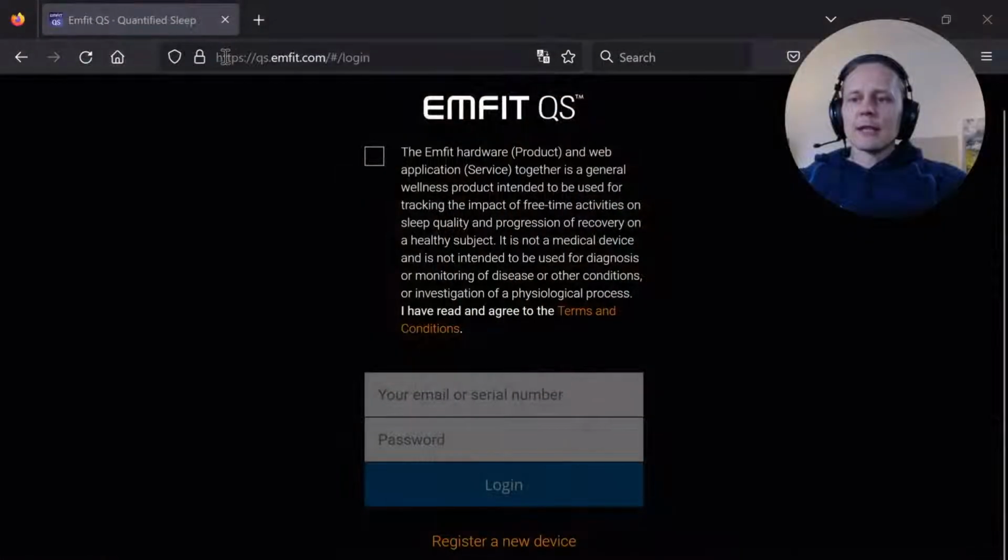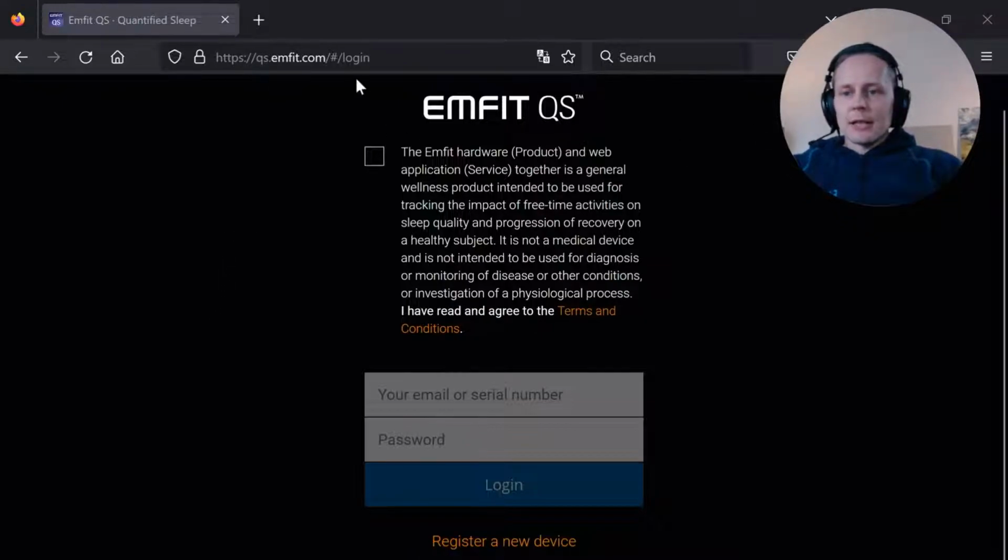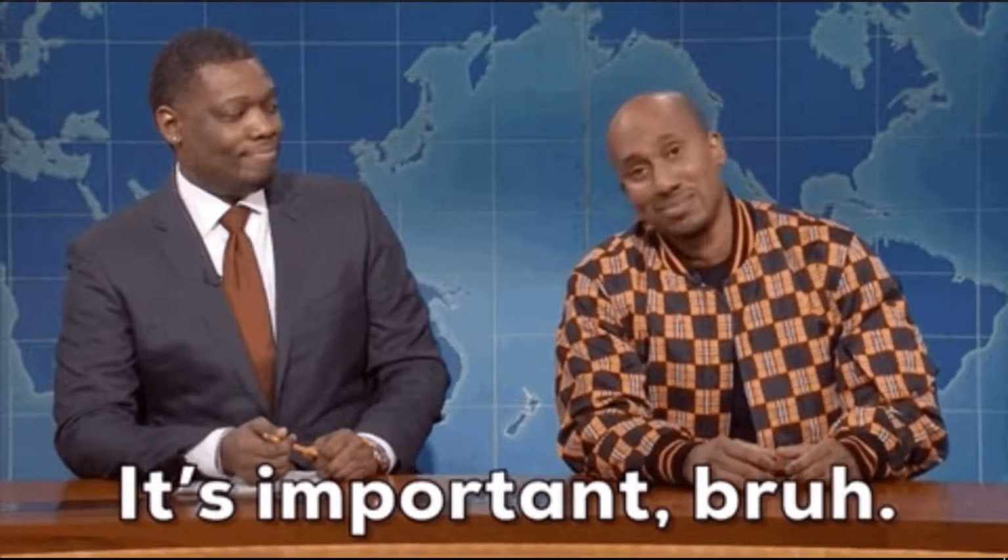I need to go to https and then qsemfit.com. It's good to know you don't have a www in the beginning. Then you end up in the login page. Before you can fill in your email or serial number, you need to accept the terms and conditions. This is important, so I will read it first.